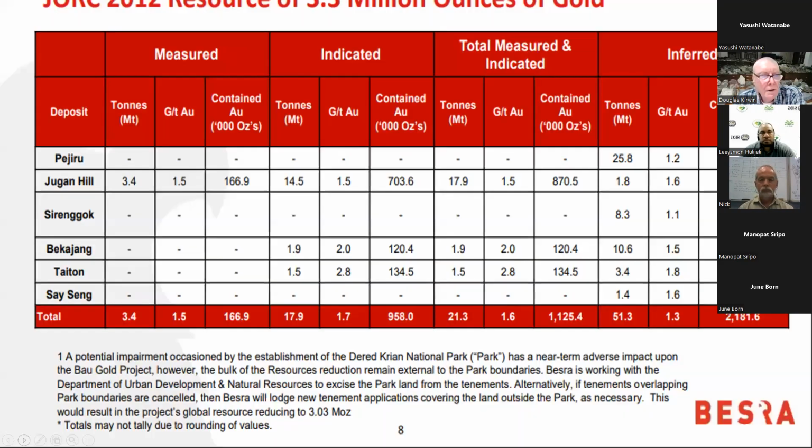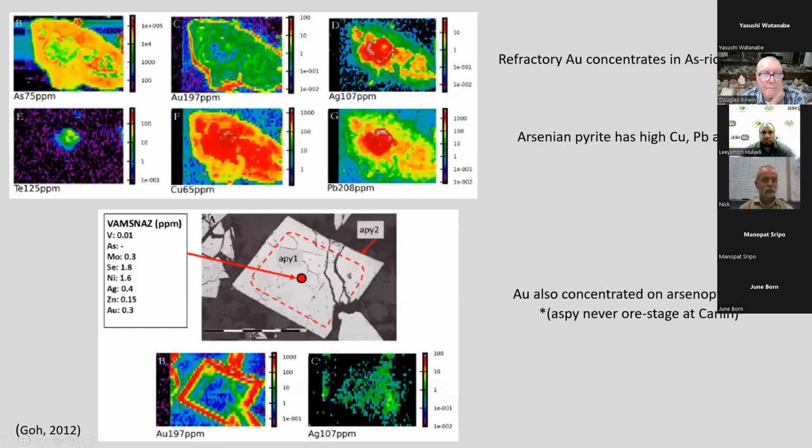And here is another table from Besra's website, and it shows their estimated resources for several projects in the Bau district. The main one you can see there is Jugan Hill. Periju and Saisang are also sediment-hosted gold deposits. Seruyung is intrusion related, and Bekajang and Taiton are more vein-style deposits.